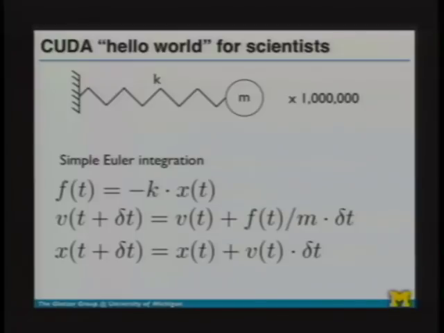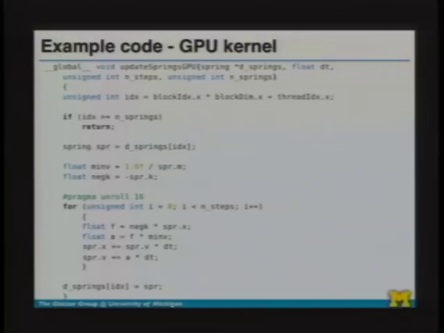So hopefully you're familiar with Euler integration. This is just a very simple application of Euler's method to compute the position of this mass on a spring over time. Okay, so here's the actual code that does it. Hopefully it's big enough to read. If not, these slides will be available online afterwards.